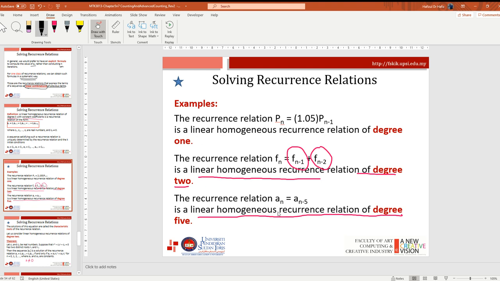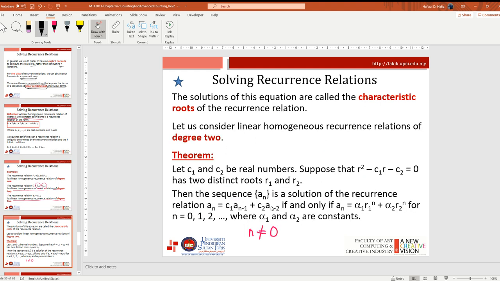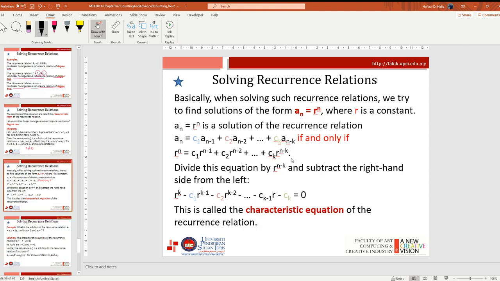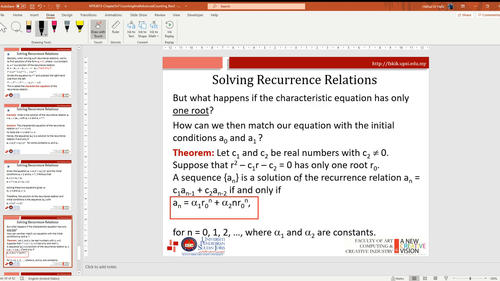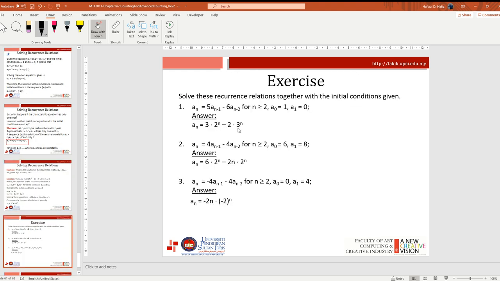Homogeneous maksudnya dia sama. Okay, and then this one is characteristic roots. Tak ada apa, characteristic equation dia nak samakan dengan kosong. Okay, nanti kamu tengoklah yang ni, the answer for this one. You just see for this one. an is equal to 3 multiplied by 2n minus 2 multiplied by 3n. Okay, kita gantikan nilai dia.